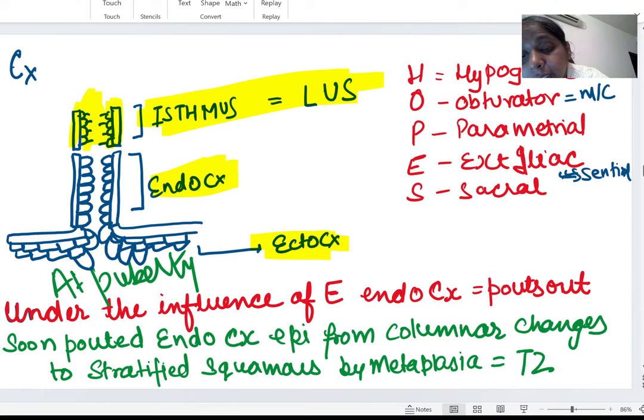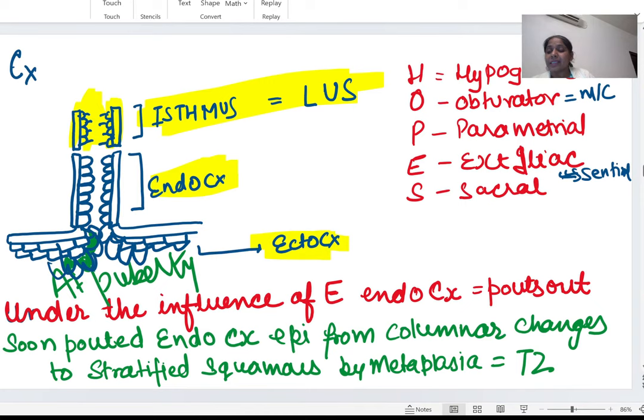See, like this, the endocervix comes out. Are you able to see all these things? Very good. Now this endocervix, which has bowed out due to estrogen, is covered by stratified squamous epithelium.